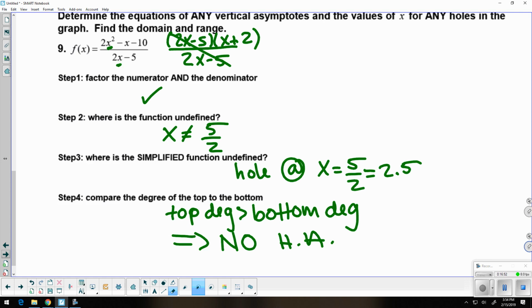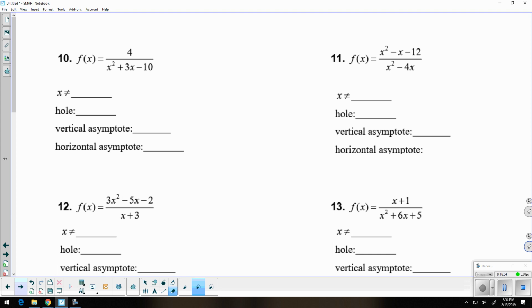All right, so let's try some examples on the next page. Not even just graphing yet, okay? We're just going to practice doing all these steps. First thing we're going to do is just factor. So factor everything out. Top, it's going to stay. Bottom, this factors into x plus 5, x minus 2.